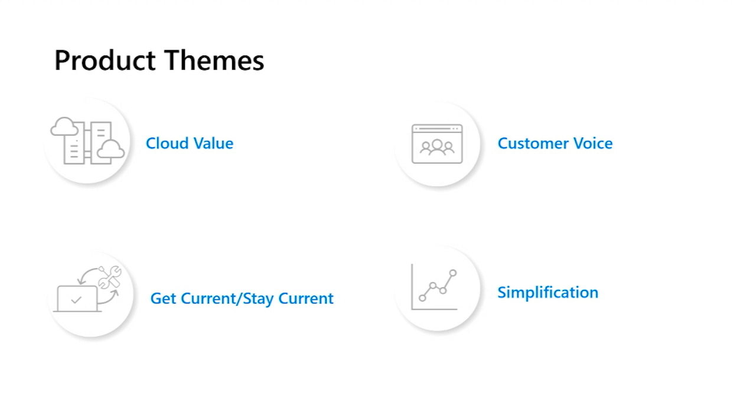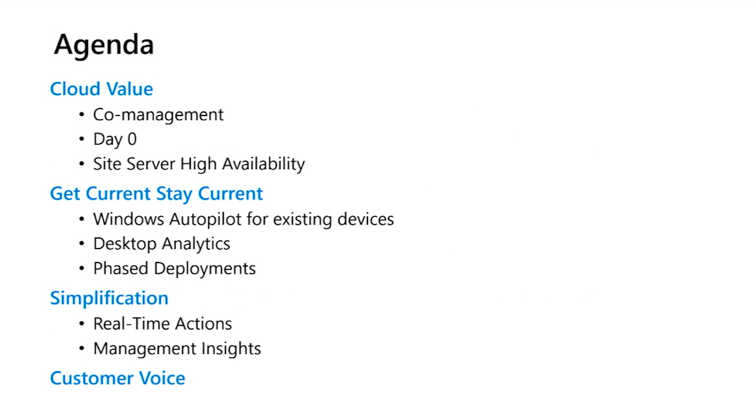But these are our themes that we focus on. And you'll see as we dig into each of these themes today, we're gonna show you a few examples of features that we're working on in each category. And so the first theme that we're gonna talk about will be cloud value. So cloud value is where we talk about any piece of the console and of SCCM where we're integrating with Microsoft Cloud Service. And we've got some new messaging around that we're really excited to talk to you guys about.